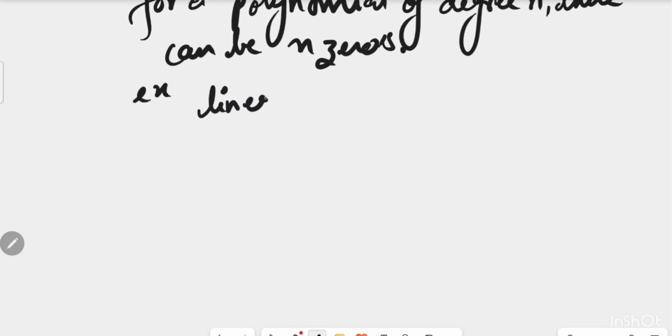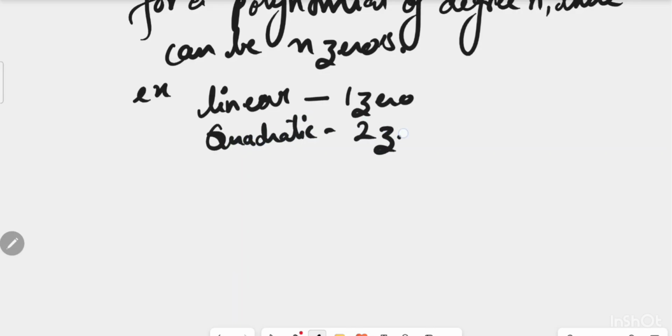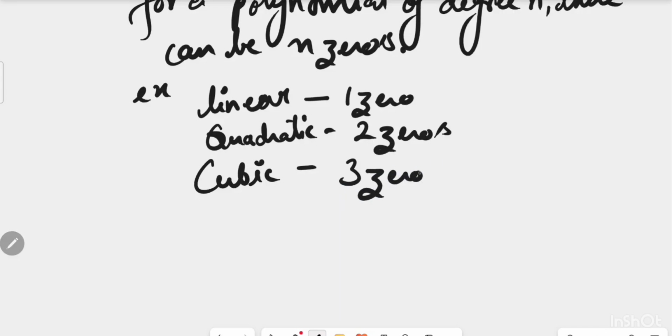if the polynomial is linear, then 1 zero. If it is quadratic, then 2 zeros. If it is cubic, then 3 zeros.